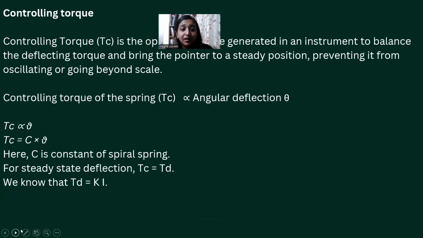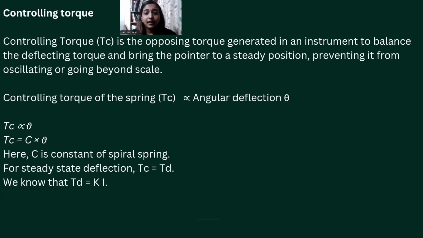Now, what is controlling torque? It is an opposite torque generated in the instrument to balance the deflecting torque and bring the pointer to a steady position, preventing it from oscillating or going beyond the scale. When we stop applying current in the coil, it will create a torque in the opposite direction of the deflecting torque.